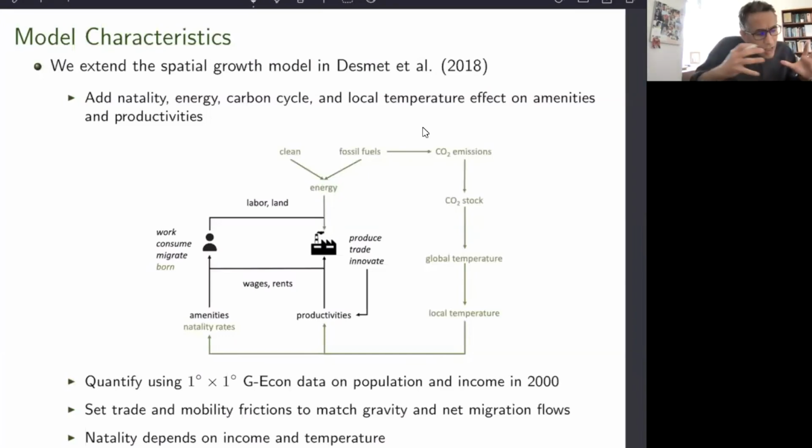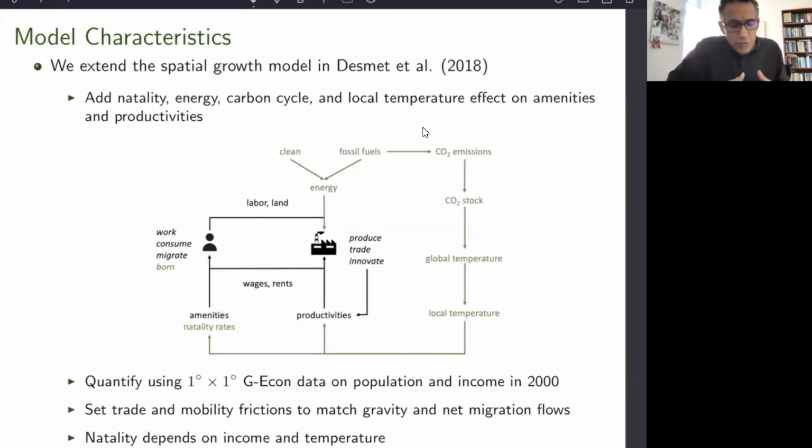And so, the core economic model comes from a paper I have with Klaus Desmet and David Nagy in 2018 that presents a spatial model of growth. This is a model in which there are many regions in the world. So the world geography looks as the real world. I'll show you many maps in a moment.